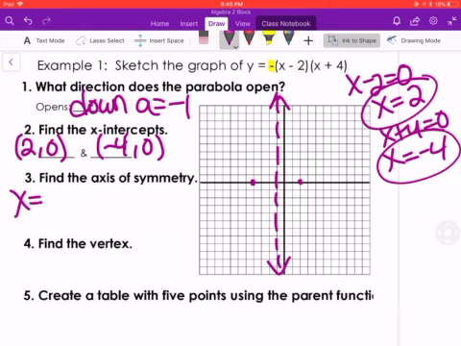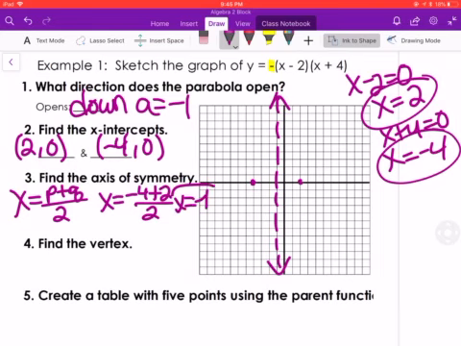Algebraically, you could find it by taking your x-intercepts, adding them together, and dividing by 2. You can do that by doing -4 plus 2 divided by 2. You'd get x equals -1. So that's our axis of symmetry.